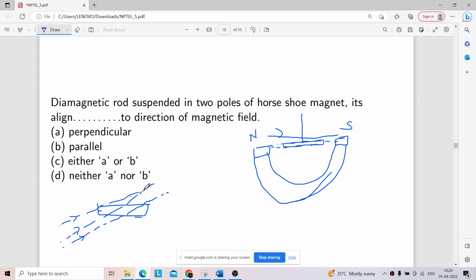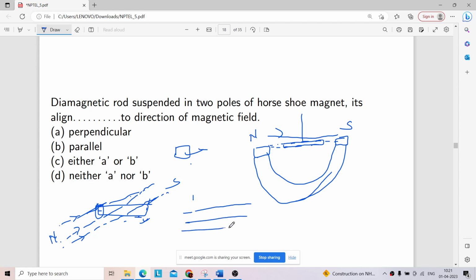Whatever the magnetic field direction may be, it is always repelled. Like a ferromagnet, like iron, it will always be attracted by a magnet, right? Similarly, a diamagnet, whatever the pole of the magnet is, it will always be repelled by the magnet. So whether we have north or south here doesn't matter, it will always be repelled. So this part of the rod will be repelled by this, and this part of the rod will be repelled by this.